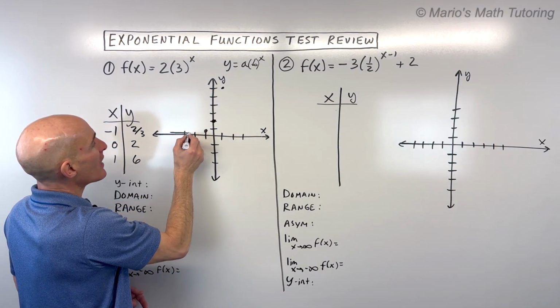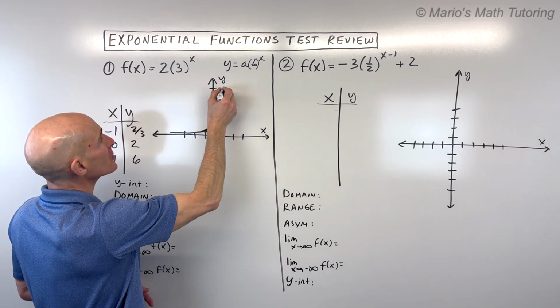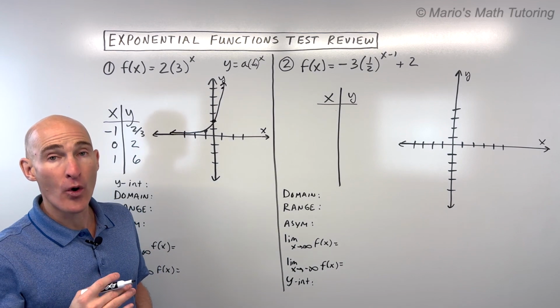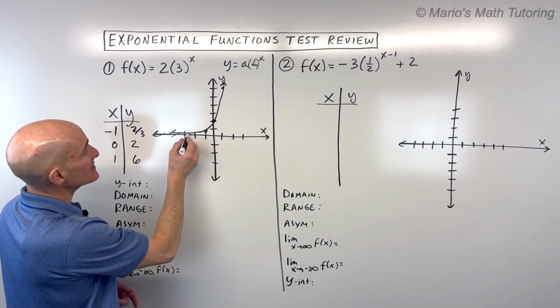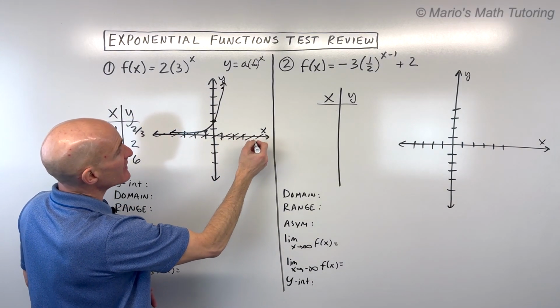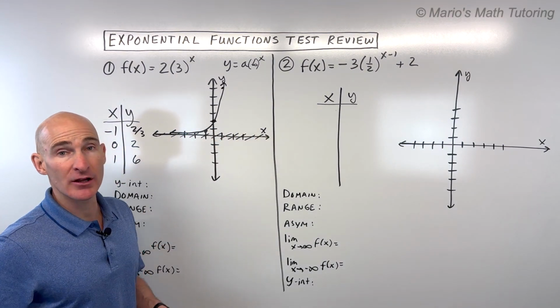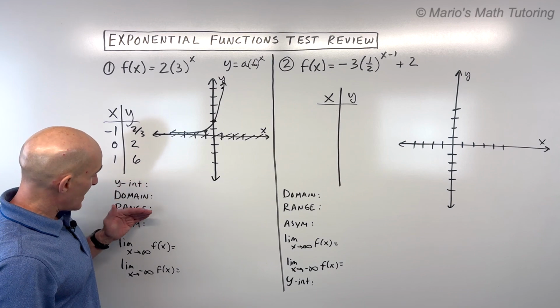Now notice that this graph is getting closer and closer to the x-axis, and that's going to be our horizontal asymptote. So I would draw that as a dashed or dotted line. Sometimes when it's on the x-axis like that, I like to put it on a little bit of an angle just so that it stands out a little bit more. So now let's answer a few questions.